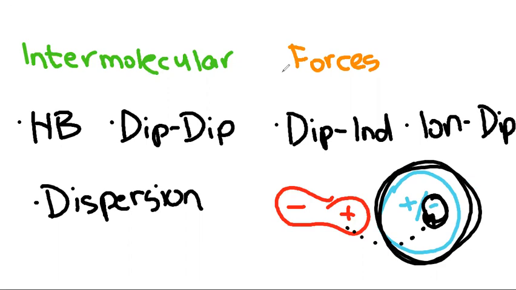Now, normally it doesn't have a dipole at all, but it's sort of like having, let's say, a balloon that's a complete circle, and then you're pulling a piece of that balloon, changing its shape, and then making it so that it's not completely even like it was before. So that's dipole-induced dipole. Ion-induced dipole is very similar.